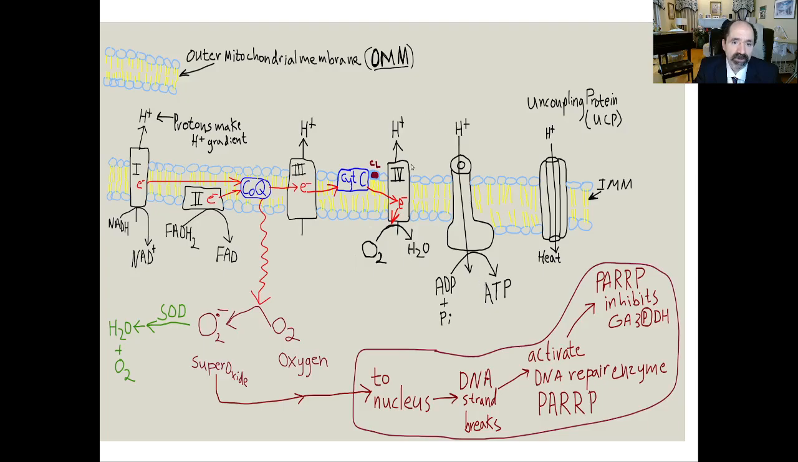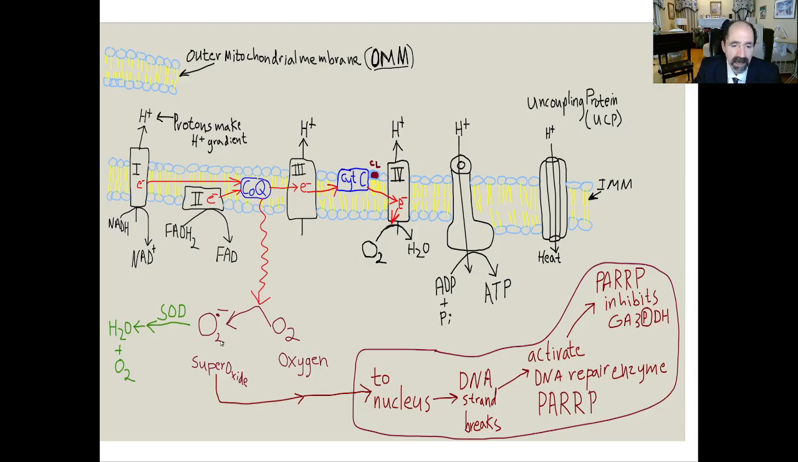But when this gradient gets too high, complex 3 is overwhelmed and it no longer has the ability to pump a proton into the intermembrane space. So the electrons start to reverse their direction. They go to coenzyme Q, bounce off of coenzyme Q, and a single electron is given to oxygen, which is not supposed to happen. And the oxygen is converted into a reactive oxygen species, a free radical called superoxide.